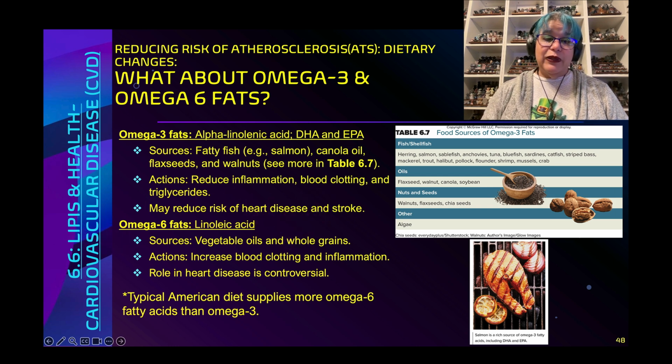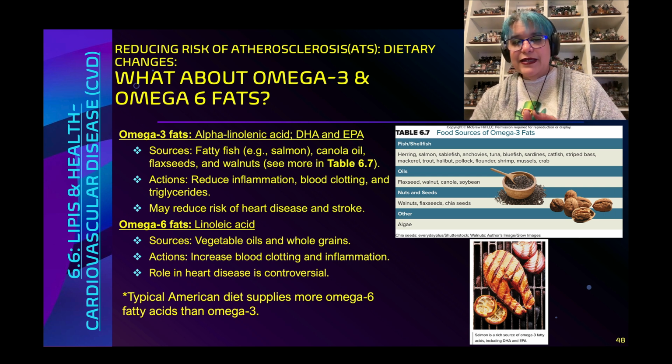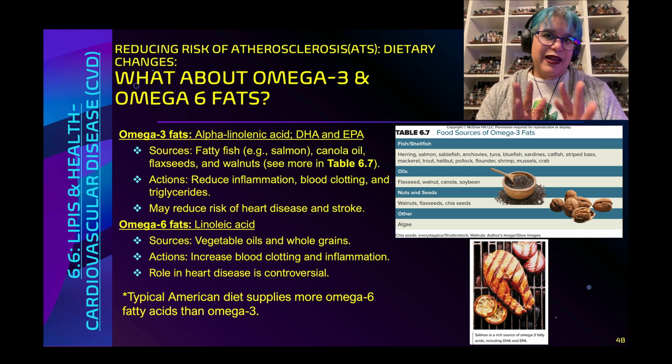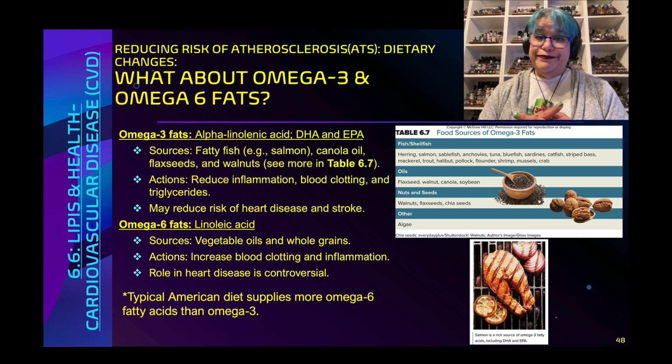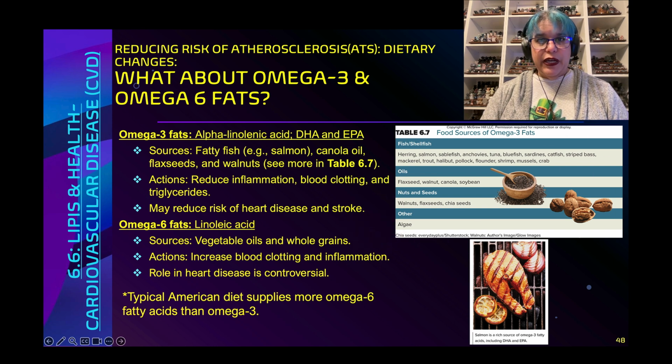Omega-6 fats, the linoleic acid. Sources: we get it from vegetable oils, we get it from whole grains. Actions: it increases blood clotting and inflammation. Because we know that it does these things, its role in heart disease is kind of controversial. There's some that say it helps, there's some that say it doesn't. It's something we need to research more. The typical American diet will supply more omega-6 fatty acids than omega-3s. So again, you've got alternatives to kind of increase that over here.